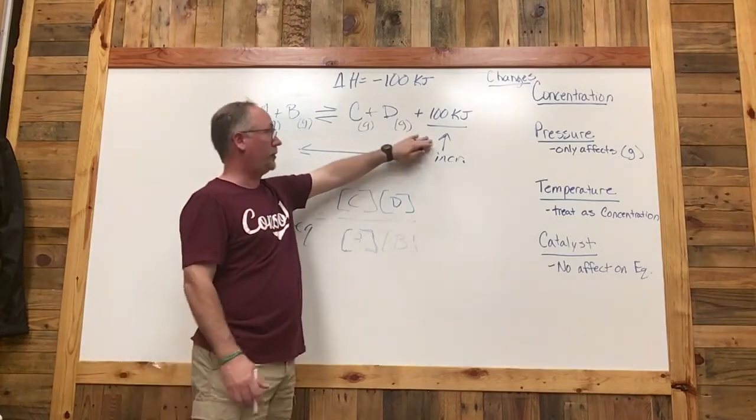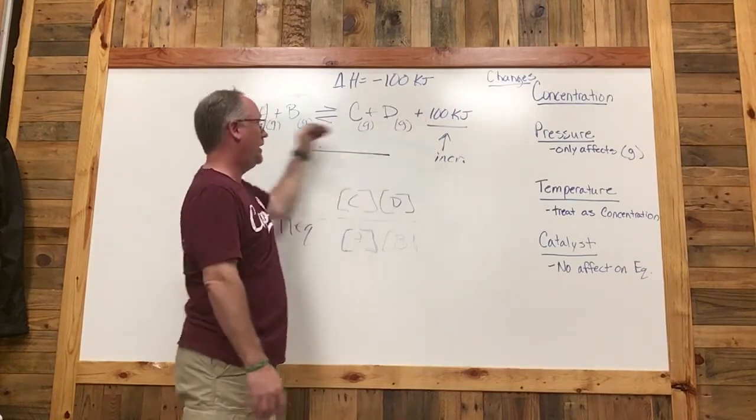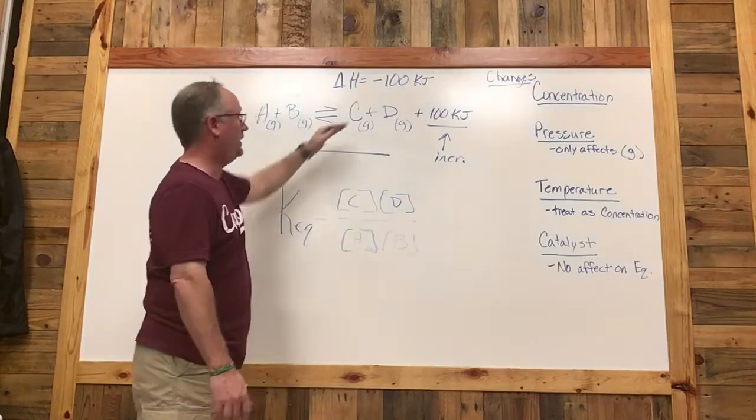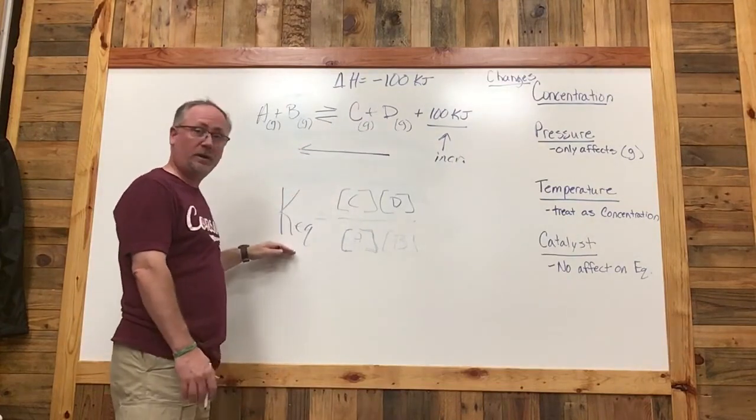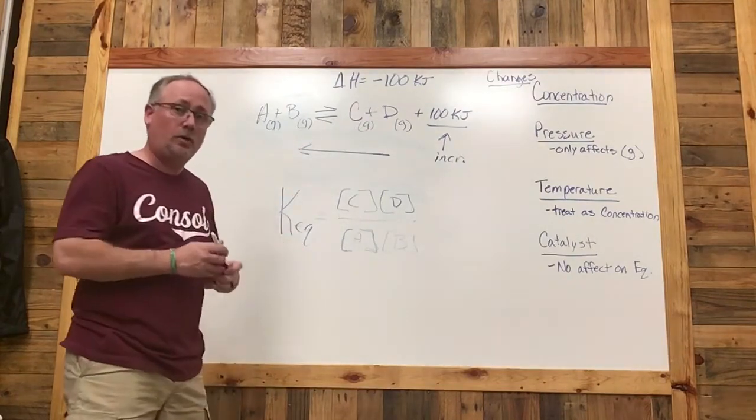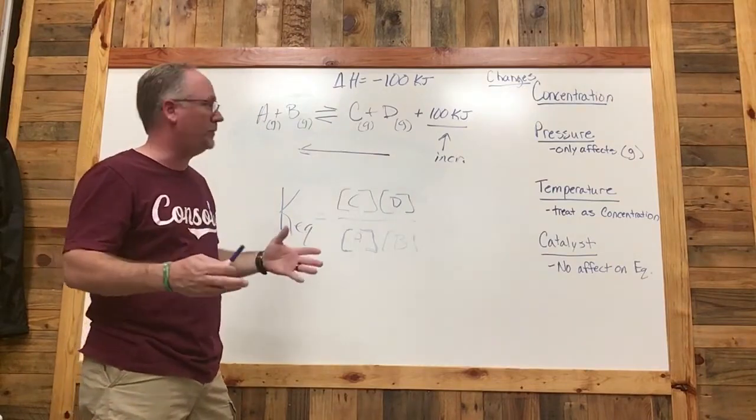Whereas if this were exothermic and I decreased the heat, it would shift towards the right, making the concentrations of the products larger. The numerator would be larger. It would change my K value. This is the only time and only way that you can change your K, is by changing temperature.